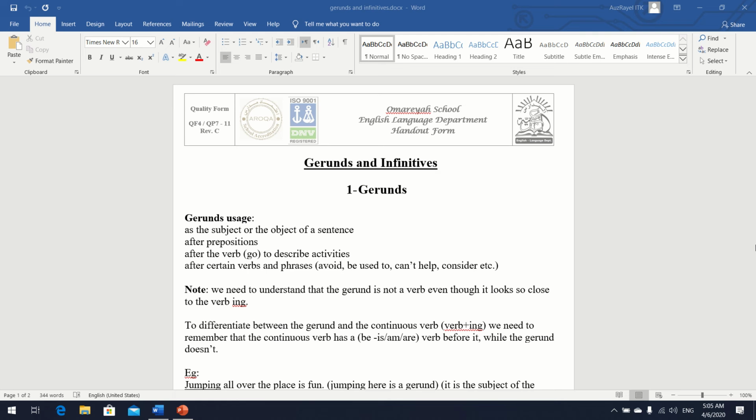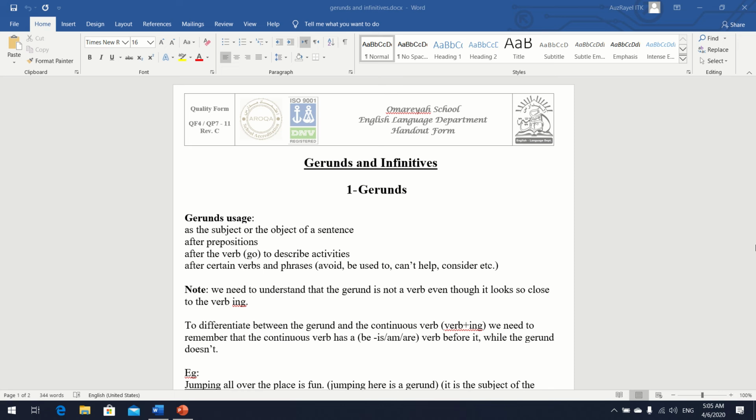And we can put the gerund as an object for the sentence. For example, we can say, I love playing football. Okay, so playing here came as the object of the sentence. After prepositions, we need to memorize the prepositions in order to put gerunds after them.